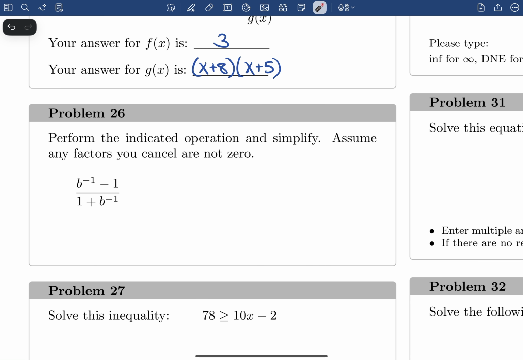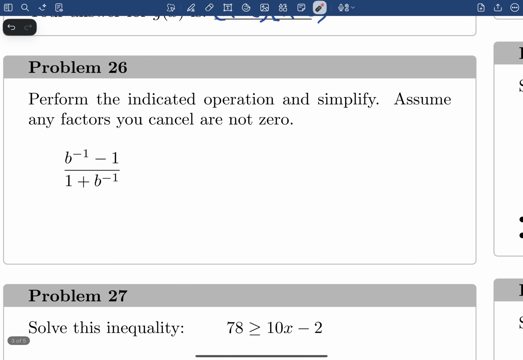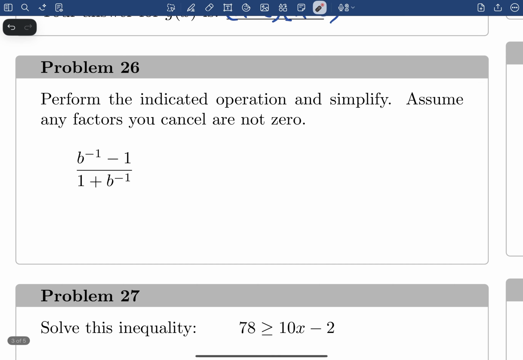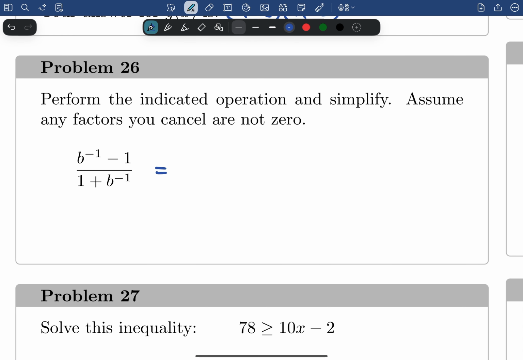Perform the indicated operation and simplify. Assume any factors you cancel are not 0. So the way this is set up right now, we have negative 1 powers, right? B to the negative 1 power minus 1 divided by 1 plus b to the negative 1 power. A negative exponent is the reciprocal of the original base.